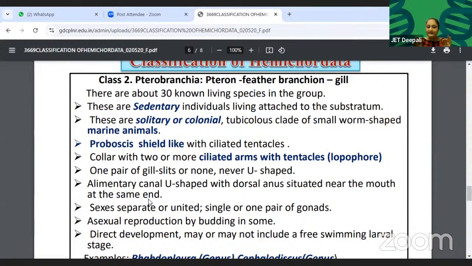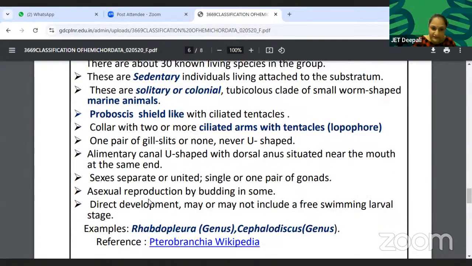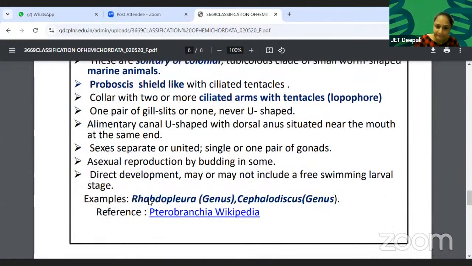Okay, direct development may or may not include a free swimming larval stage. Development is direct, means they are not having tornaria larval stage. If a larva is present, then it is a free swimming larva, because they mostly reproduce by the asexual mode. Examples: Rhabdopleura, Cephalodiscus, Pterobranchia animals.